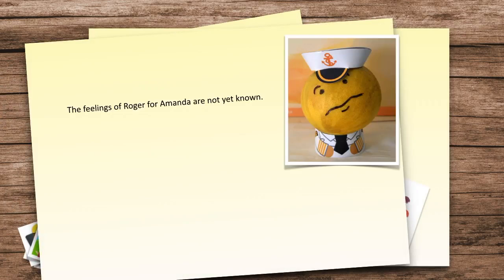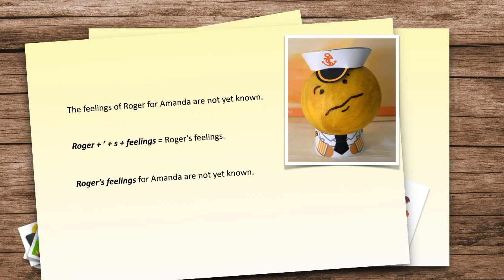The feelings of Roger for Amanda are not yet known. Okay, now here we're talking about the feelings of Roger, so those feelings belong to Roger. So I'll place Roger first, then I'll put an apostrophe, then I'll write an S, then of course there'll be a space, and then there'll be feelings, because I'm talking about the feelings that belong to Roger. So it'll be Roger's feelings. Roger's feelings for Amanda are not yet known. Okay?